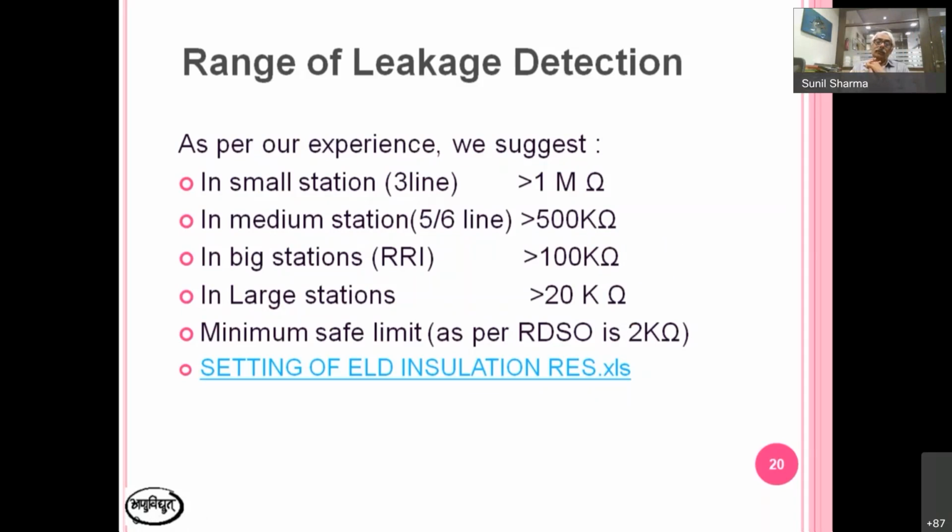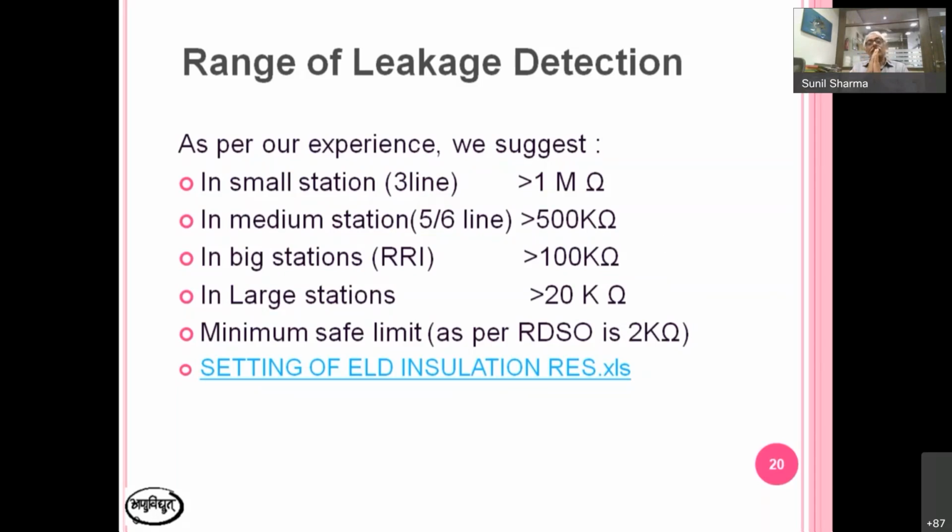In large stations, there are very few large stations. No doubt, stations like New Delhi, Bombay, Calcutta, Madras are very large. In these stations, the leakage is in the category of 1 meg to 100K in between. Even it is sometimes less than 50K. If maintenance is slightly low, then it is less than 50K. So we have made a reference up to this 20K.